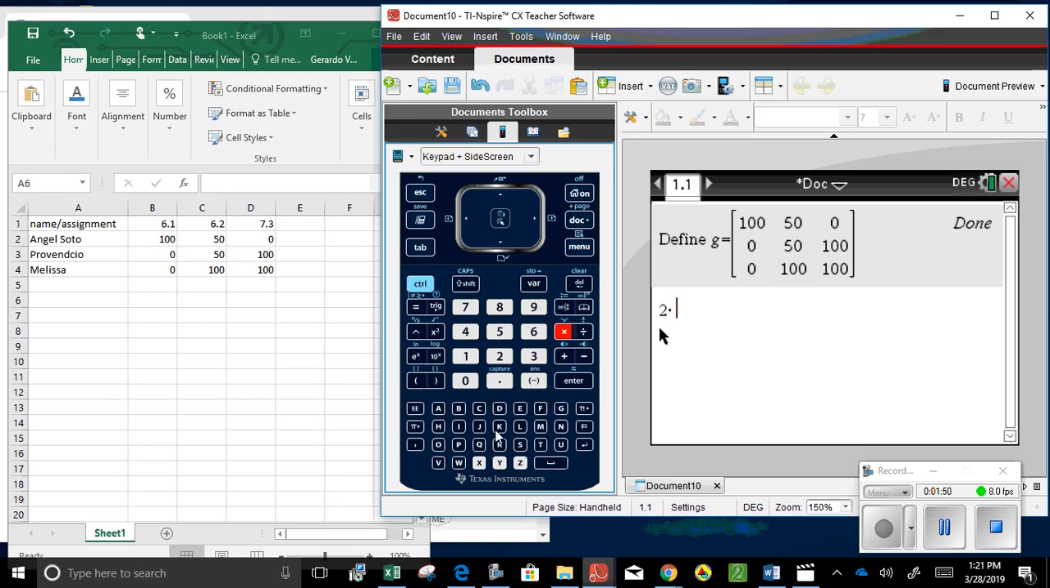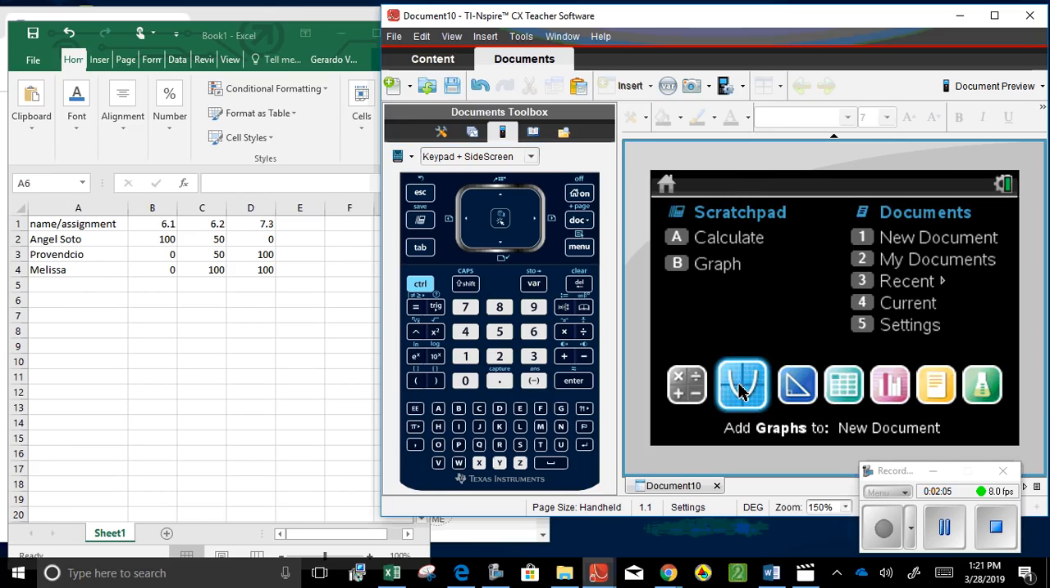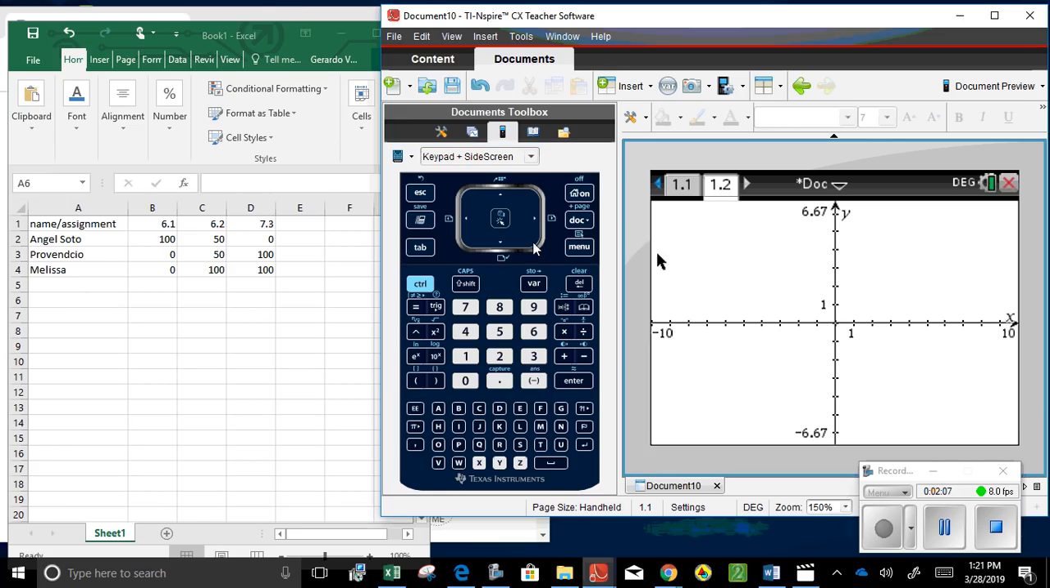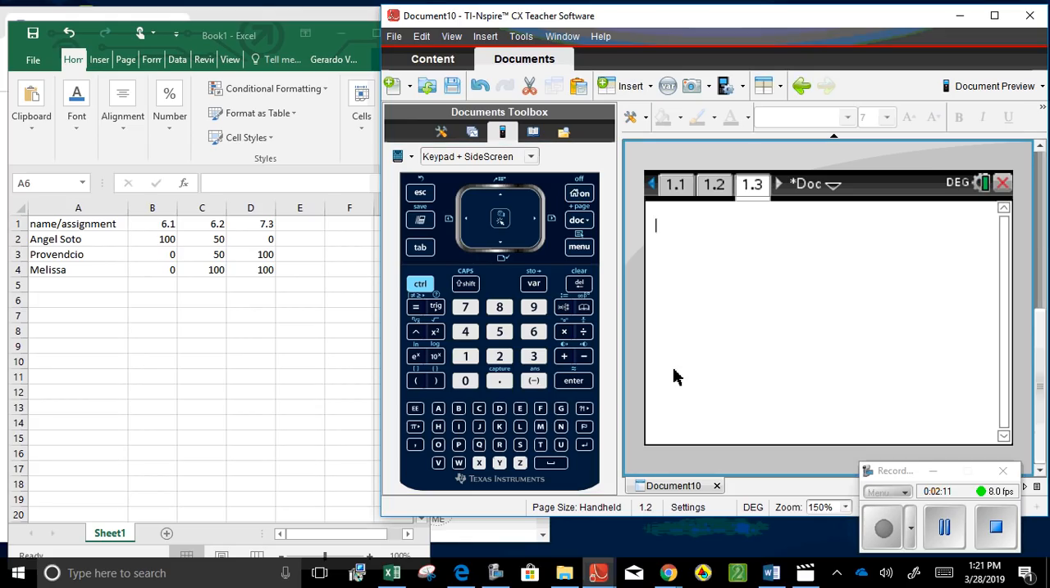What do you think it's going to do? Double each number inside the matrix, right? So that's 2G, enter, and you see that it does double all the entries. Okay, let's add a page, a calculator page. Let's try that again. I meant a calculator page.